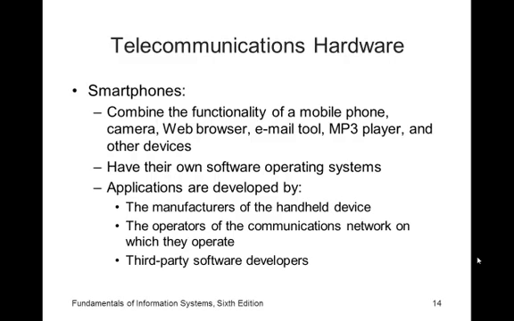Some of the heaviest users of these wireless technologies are smartphones. A smartphone is basically a small computer that has the capability of a phone, but it also includes a camera, a web browser, email, and could include an MP3 player, and all kinds of other devices combined into the smartphone. They generally have their own operating system, and they generally accept the installation of apps, applications, which are just small programs that can be added to the smartphone to do various tasks.